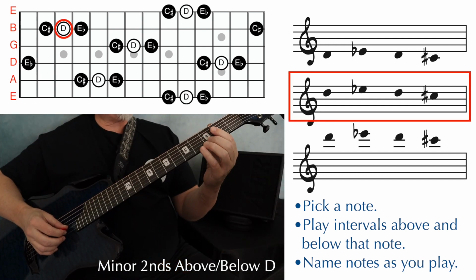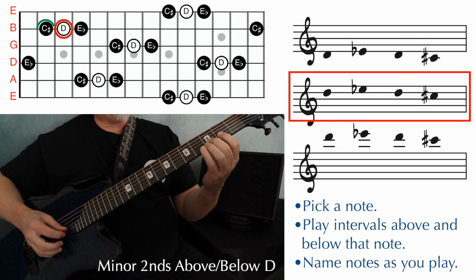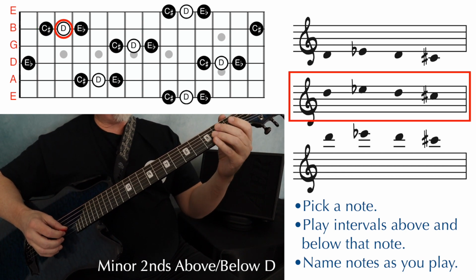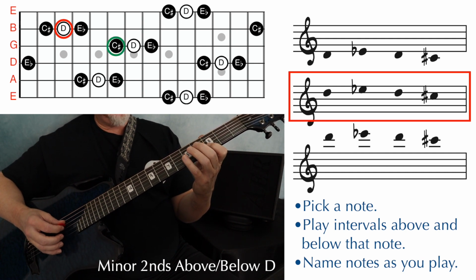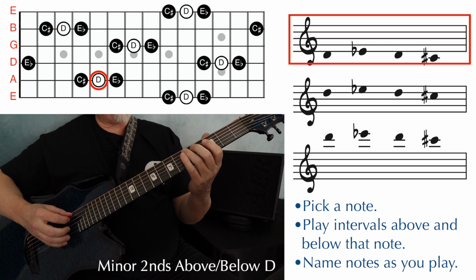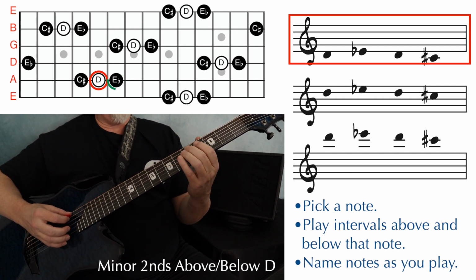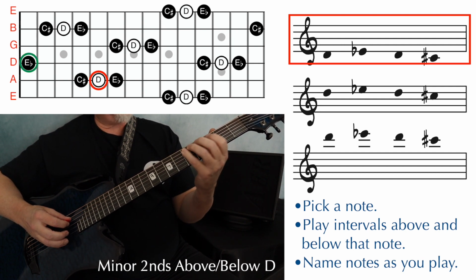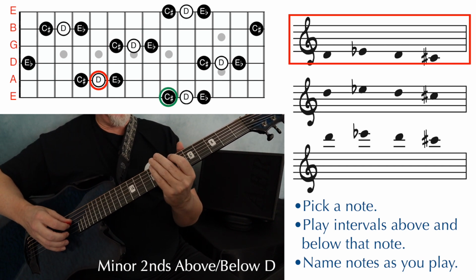So here's a D on the second string, minor second above, minor second below. We can't really go to the next string and play a minor second above, but we can go to the next string and play a minor second below that D. Find another D. Here's one on the 5th string. Minor second above on the same string and below on the same string. Minor second above moving to the next string and minor second below moving to the next string.